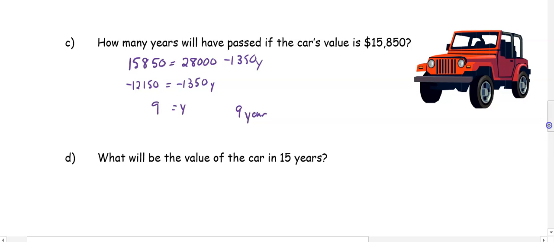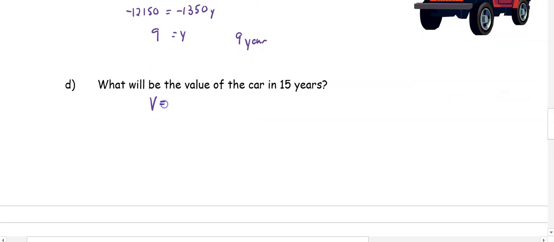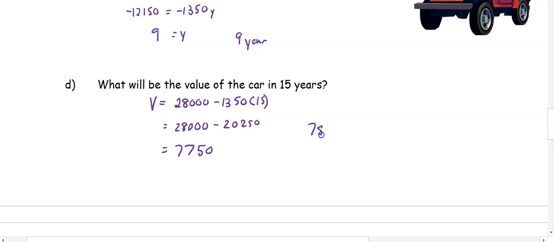What would the value be after 15 years? So our value is equal to 28,000 minus 1,350 times 15. So we can first multiply. So we get 28,000 minus 20,250. So when we subtract, we get $7,750.